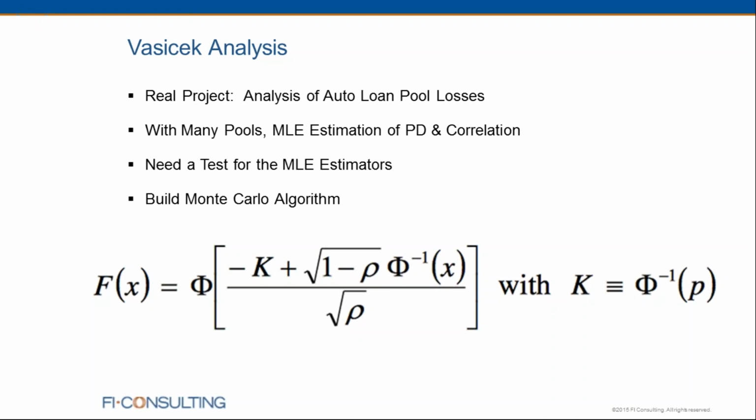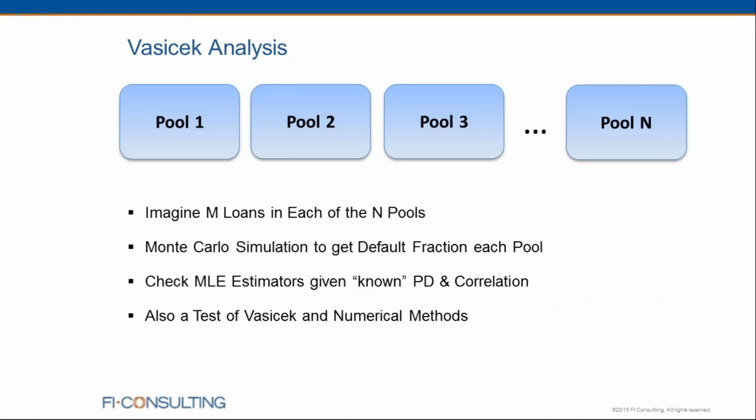And just to test that, we built the Monte Carlo, which was great because the Monte Carlo is a test of that analysis for auto loans. It's also a test of the VASICheck model itself, if we or somebody else made a mistake in this derivation, and of course it's also a test of the Monte Carlo. So you have three different points that you're testing at the same time.